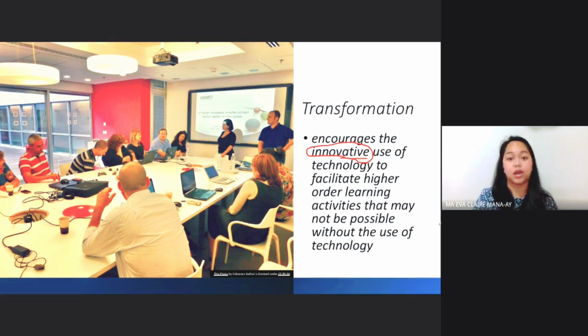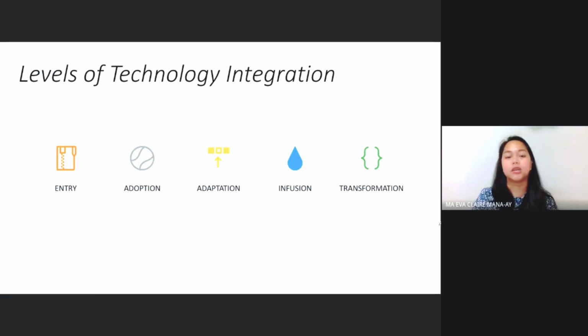Okay, so that's transformation. Going back to the different levels of technology integration again, you have the entry, when the teacher just begins using technology to enhance learning. Adoption, you are guiding your students in the procedural use of technology, also the conventional use of such technology. Adaptation, the students already are independent and they can explore the different use of technology, but still the teacher would tell them which types of technology to use.